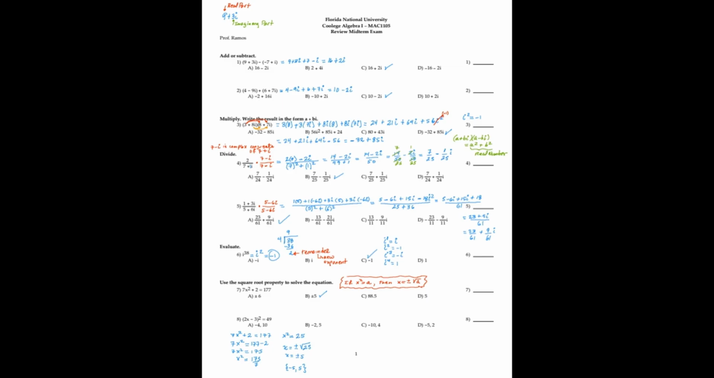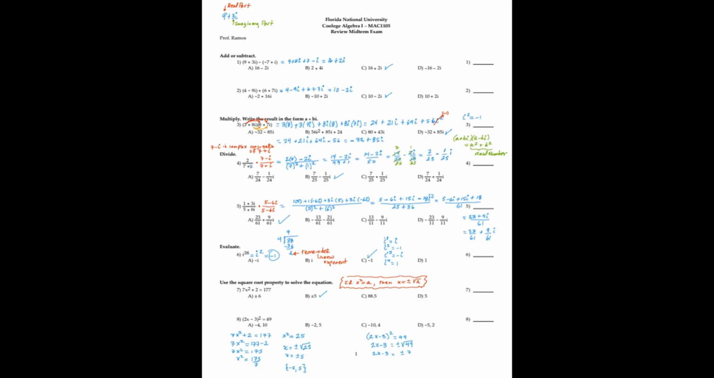So in this one we have 2x minus 3, which is a binomial, squared equals 49. So we apply a square root and we get 2x minus 3 equals plus and minus the square root of 49. So 2x minus 3 equals plus minus 7, because the square root of 49 is 7, right?